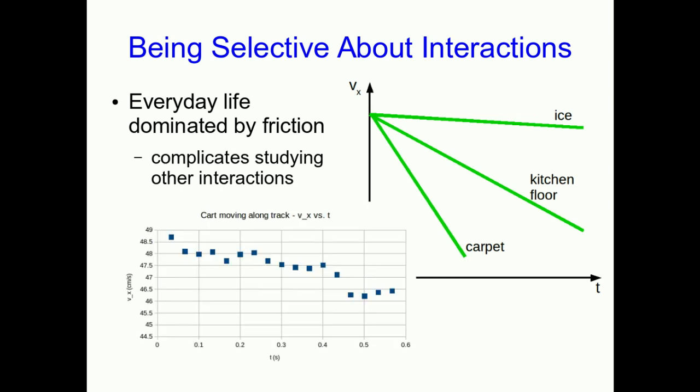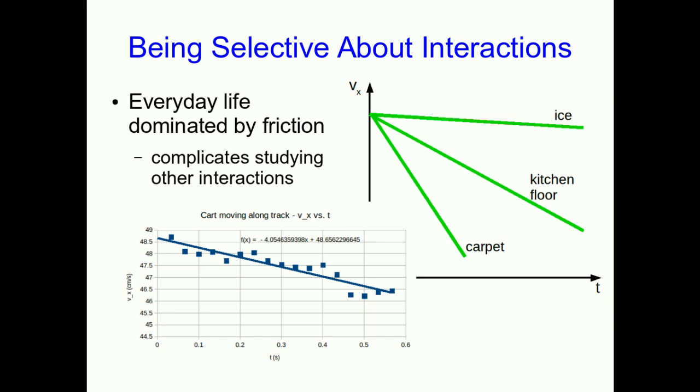So here's the X component of velocity versus time graph for the cart moving along the track. And the only thing it's really interacting with is the track by friction. And you can see it's slowing down. In fact, we can take a slope off of there and find it's slowing down at a rate of about 4 centimeters per second squared.